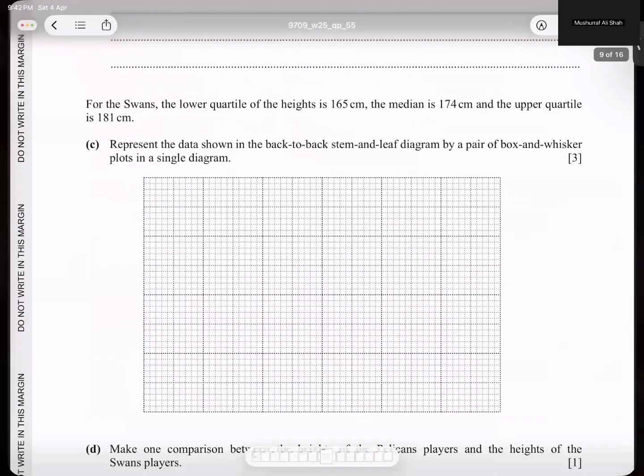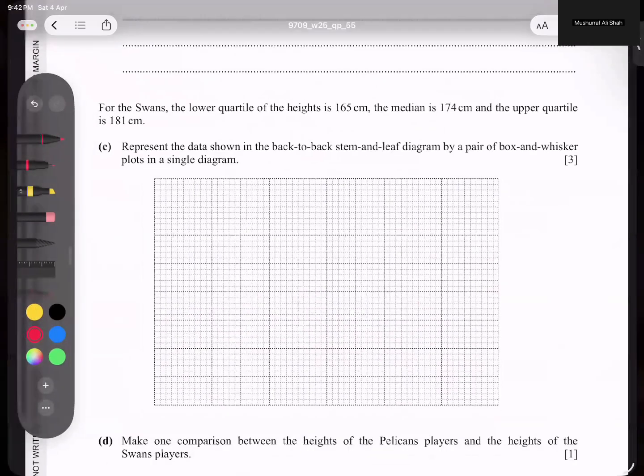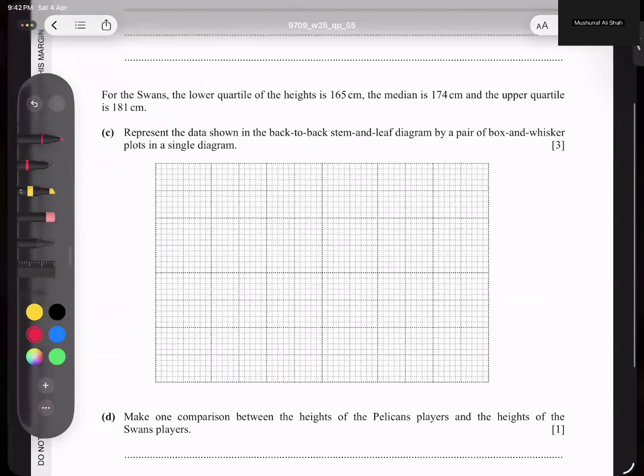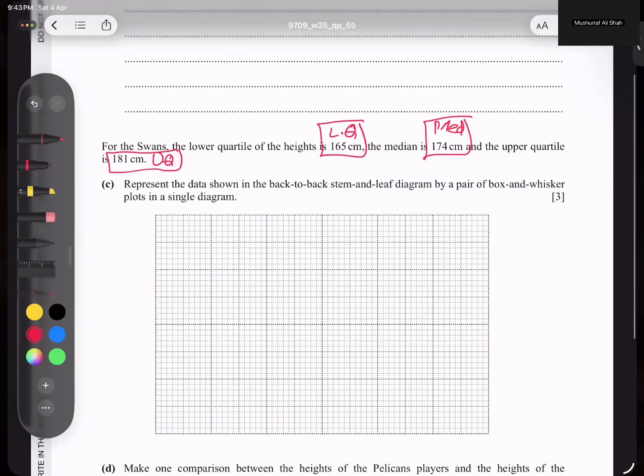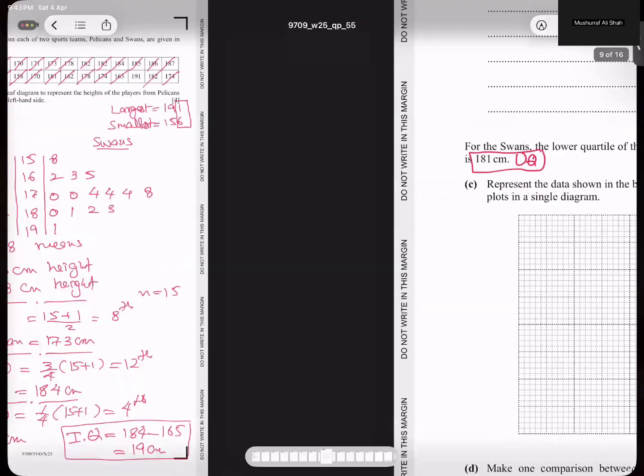Okay, we need some values here. First of all, students, he's saying for the swans, the lower quartile is 165. LQ, lower quartile. And the median is very clear, 174. Upper quartile is 181. Okay, students. So basically, we need five things. Every time five things. Highest value, lowest value, and I think I will go back and find out the values and come back.